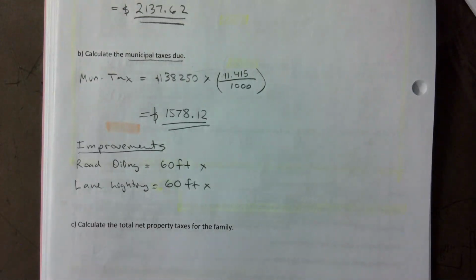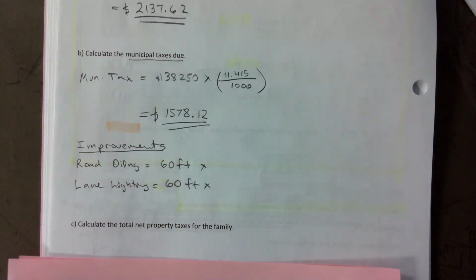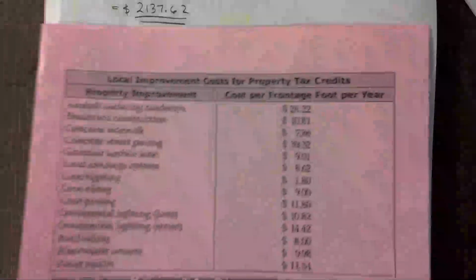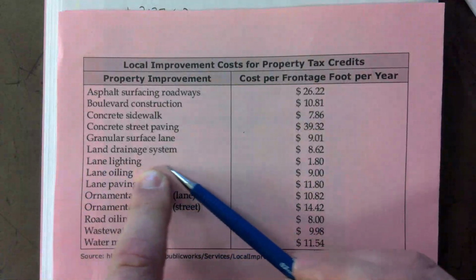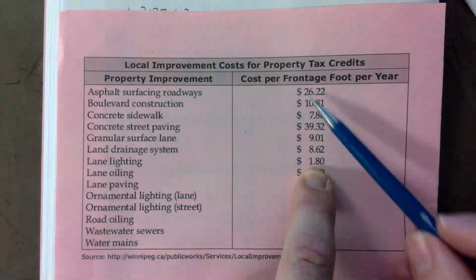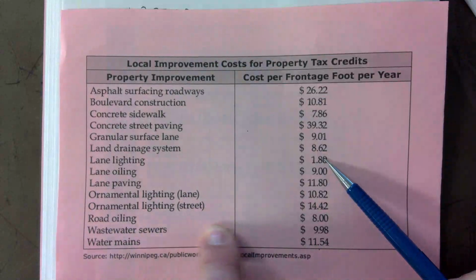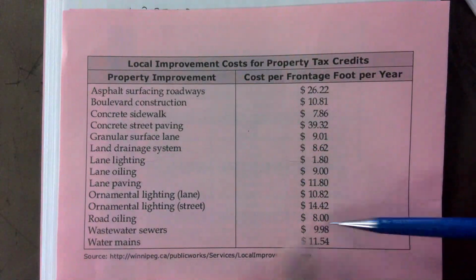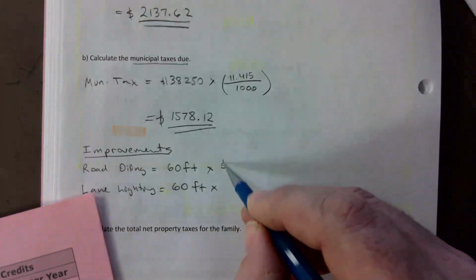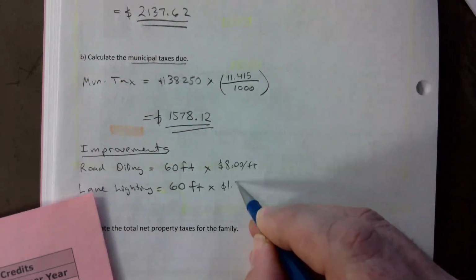Sometimes I give you that rate in the question. The province does the same. And in this case, we're going to go and use our table. So road oiling and lane lighting. Let's go find it. There's lane lighting right here. It's $1.80 per foot. Okay, $1.80 for lane lighting. And road oiling is $8. So remember that. Lane lighting, $1.80 and $8 for road oiling. So $8 per foot for that, and the other one is $1.80 per foot.